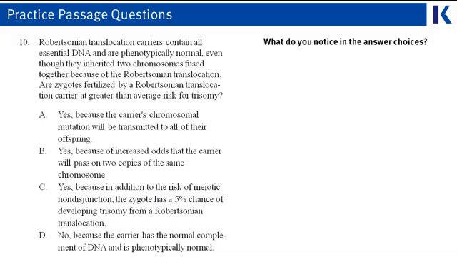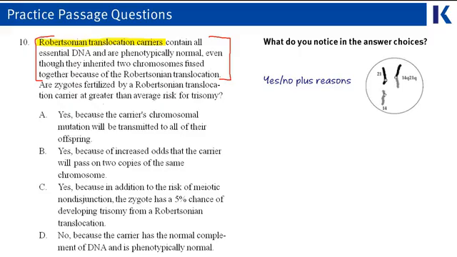Number 10 has a classically structured set of answers, yes and no, with some logic. It's asking us about a Robertsonian translocation carrier. It provides some details and then asks about the zygote's risk for trisomy. It may help to picture the karyotype of our carrier. It should look something like this.